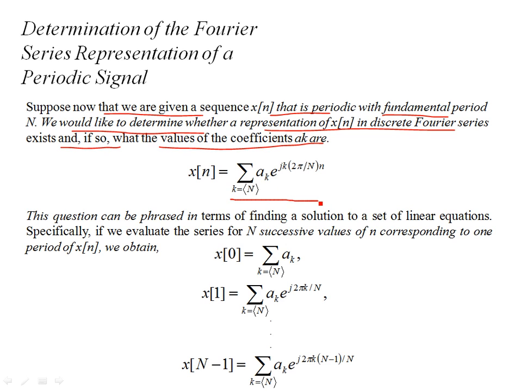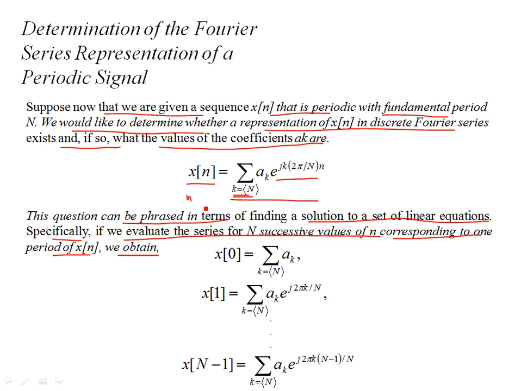So this is again a finite Fourier series, and this question can be phrased in terms of finding a solution to a set of linear equations. Why are they linear equations? If you expand this over k, you will have a set of linear equations where the a k are the unknowns, which you can expand in terms of harmonically related complex exponentials. Specifically, if we evaluate the series for N successive values of n corresponding to one period of x of n, we obtain... we are going to expand x of n over n, and expand this series over k.